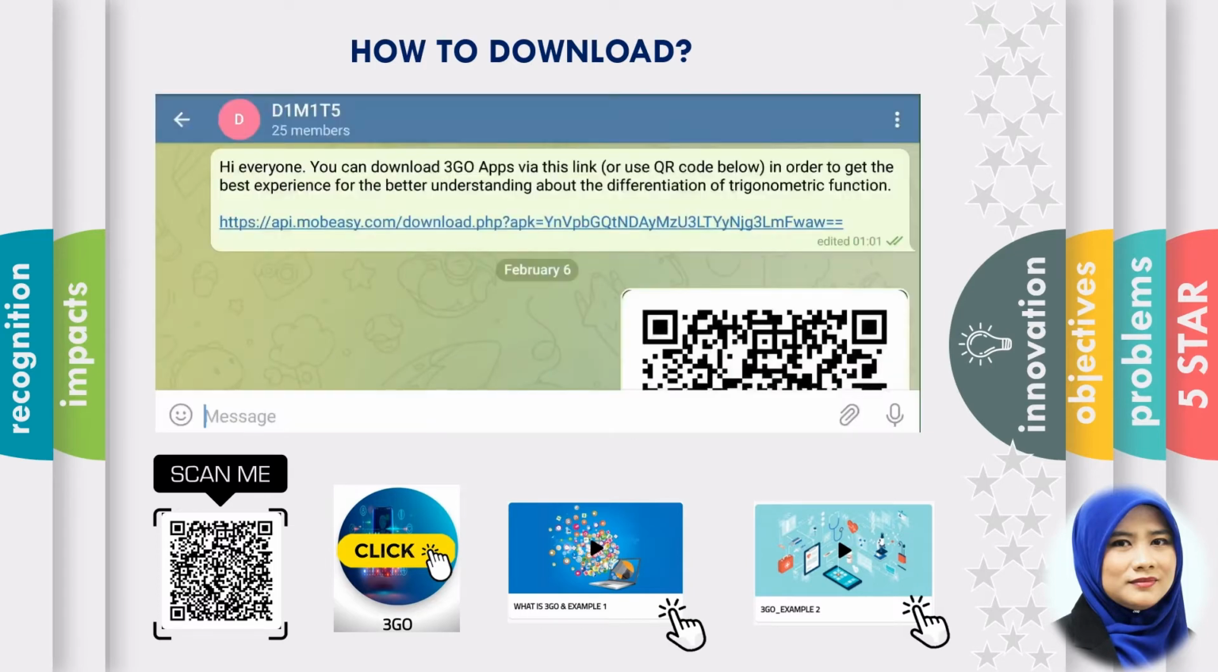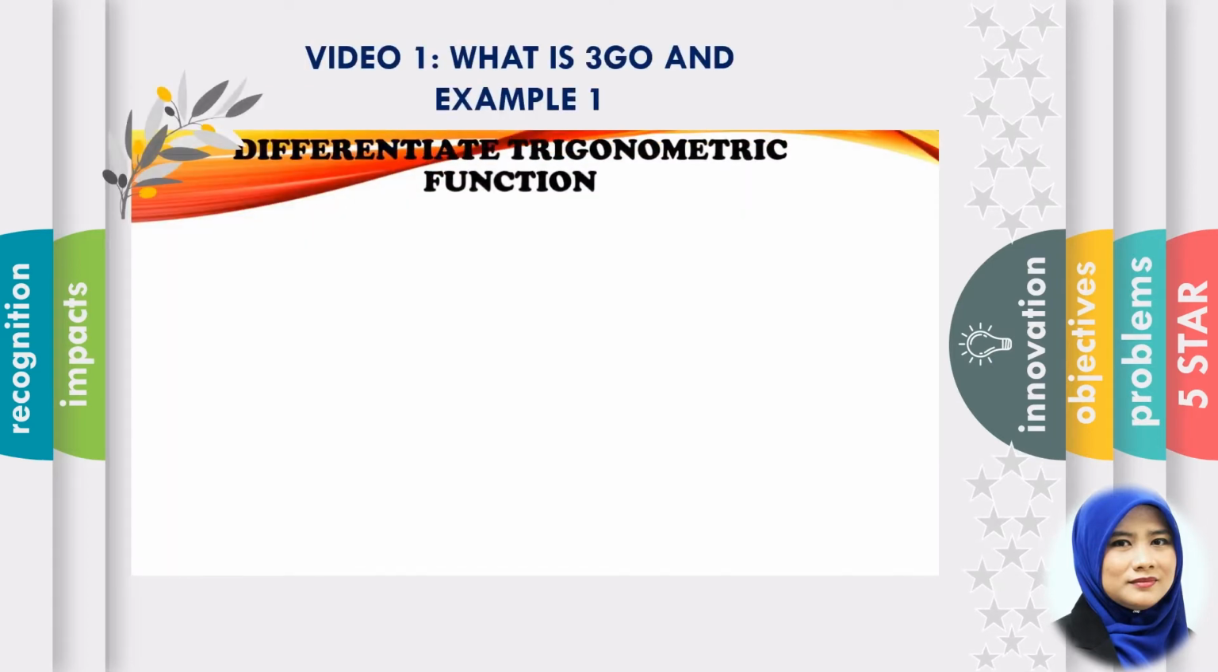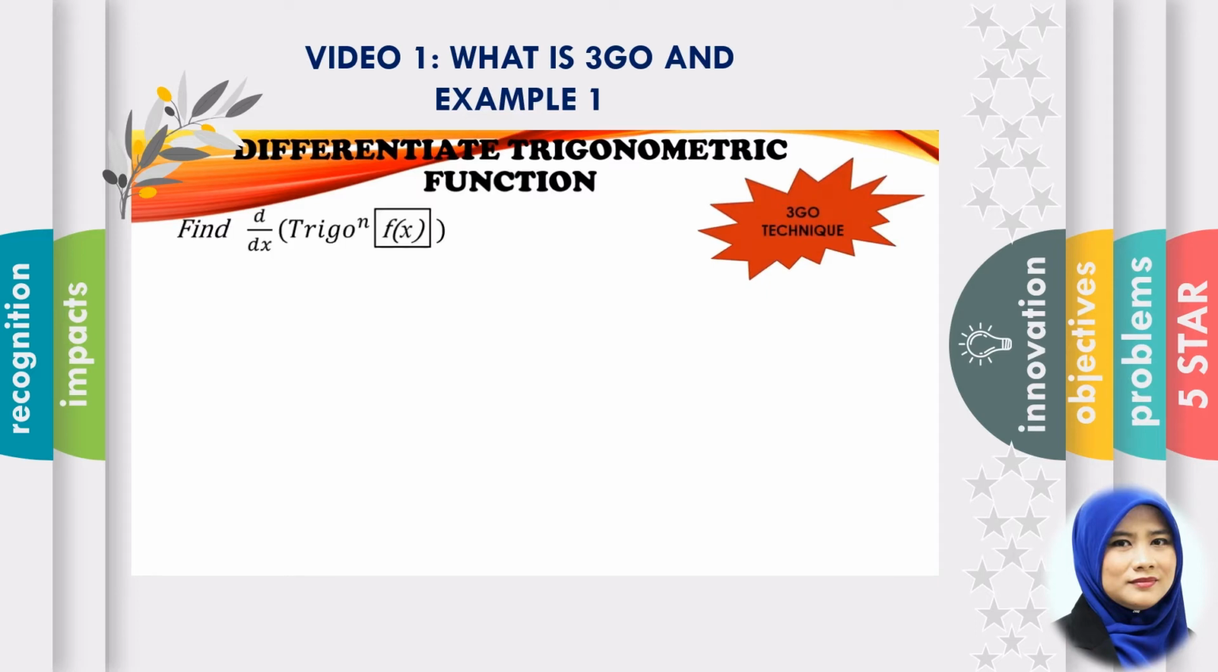The next two videos will explain about Trigo and a few examples that can be found in our app. So now let us look at how to differentiate trigonometric functions. The steps are called the Trigo technique. We let the general equation of a trigo function be trigo to the power of n, f(x). In order to apply the Trigo technique, we need to write number 3 and then an arrow pointing downwards.